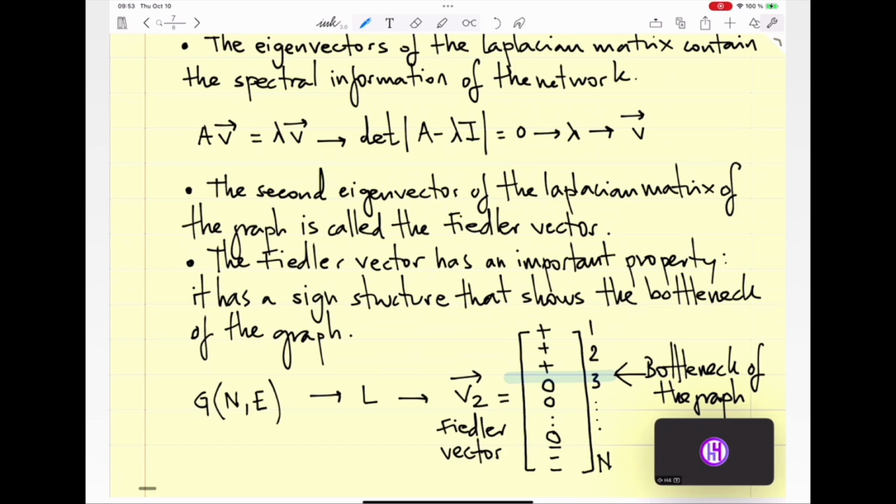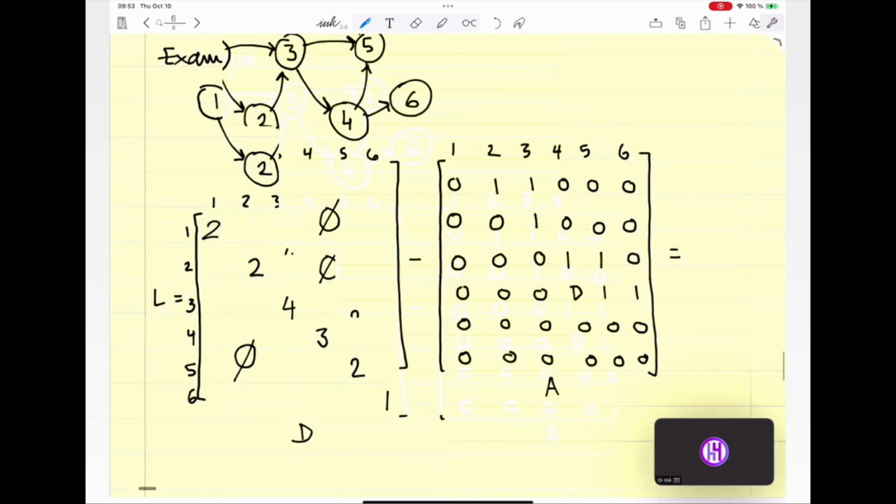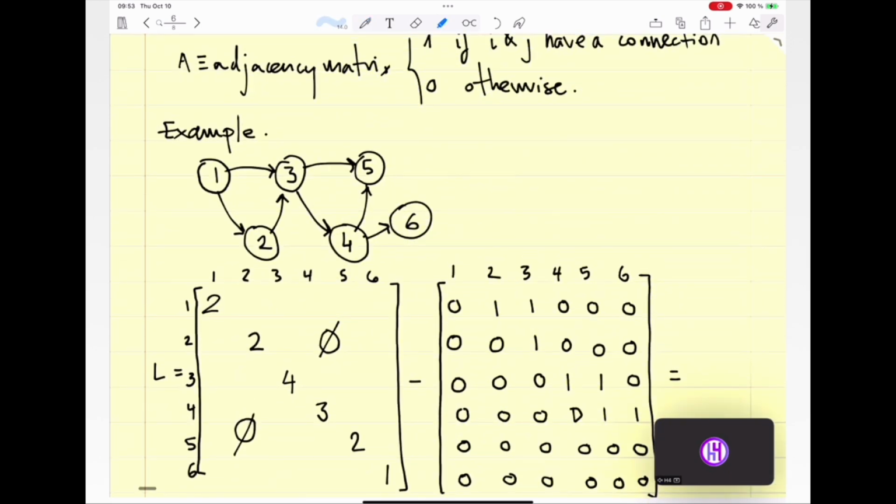If you would do this exercise with this graph, you will notice that the first 0 you find is at node number 3. Because if this node dies, you don't have a network anymore. You have 2 networks. Okay? Make sense?